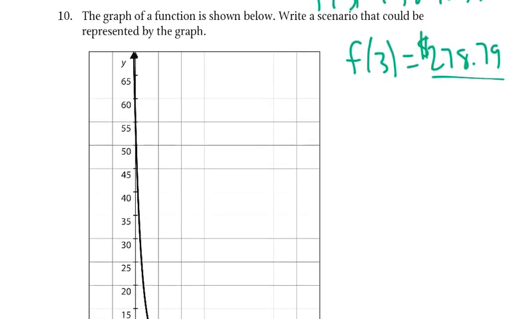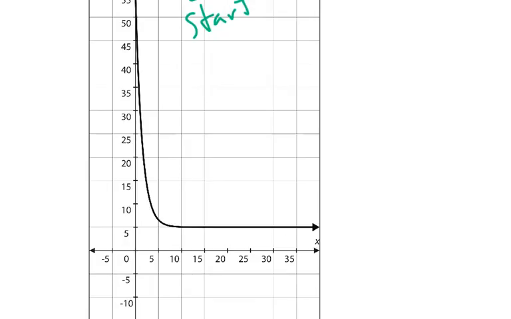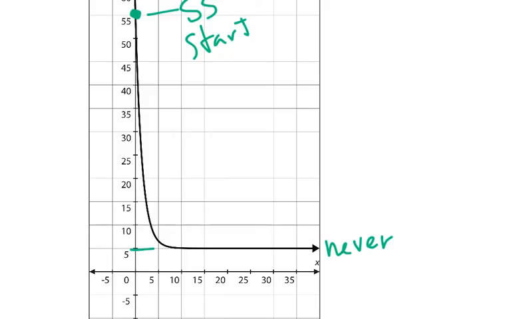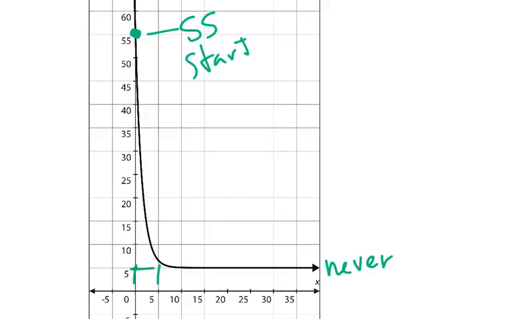Now on this one, writing a scenario, first thing to note is your y-intercept right here at 55. Okay, that's where you're going to start. And then it's going down, so you're going to somehow lose something. Okay, but it's never going to get less than 5. And it looks like it's going from 55 to close to 5 pretty quick, isn't it? So within 5 years, you're pretty much down to 5.